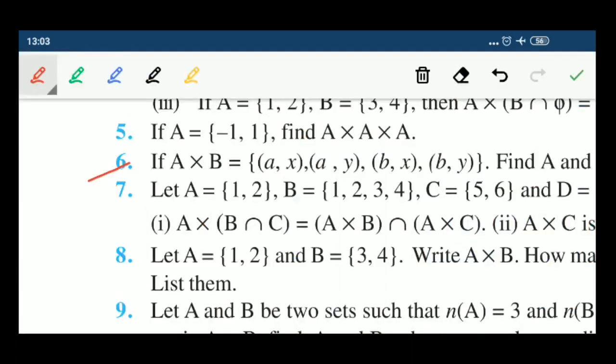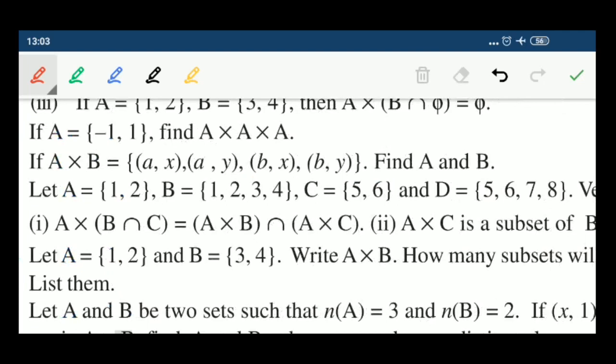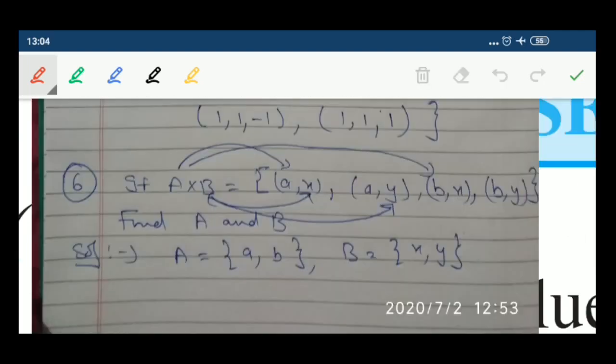Now see question number 6. What they have given is the Cartesian product of A and B, which is equal to this one: AX, AY, BX and BY. So what we have to do here is find the values of A and B. See the solution of this question.